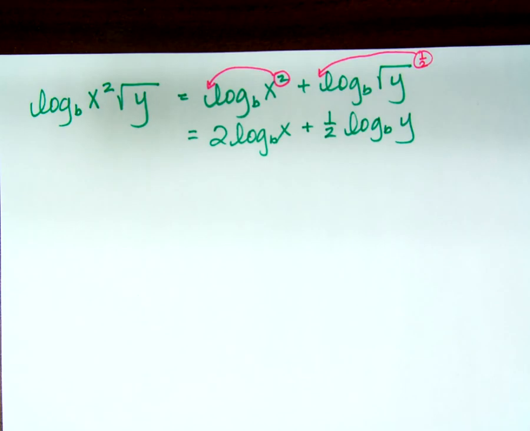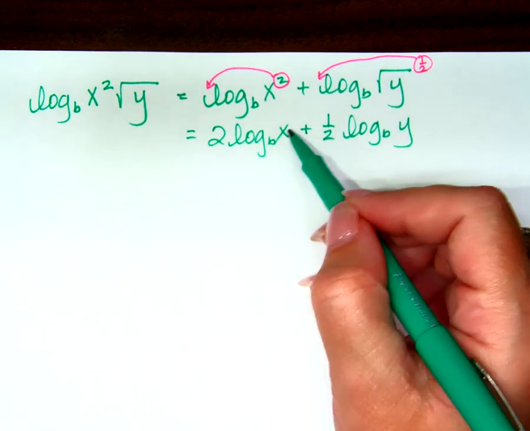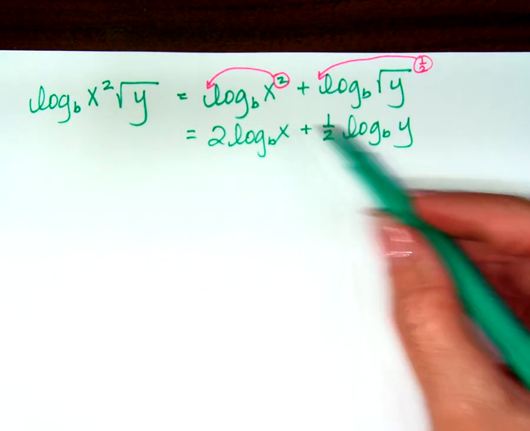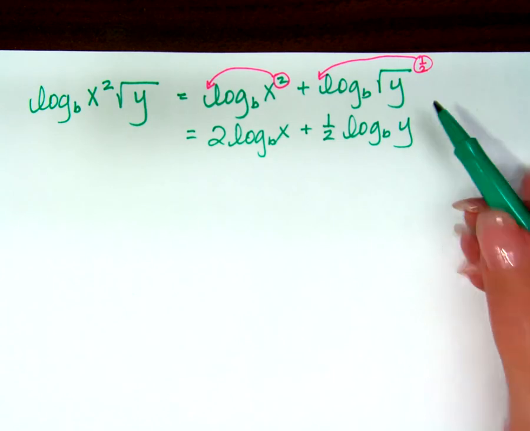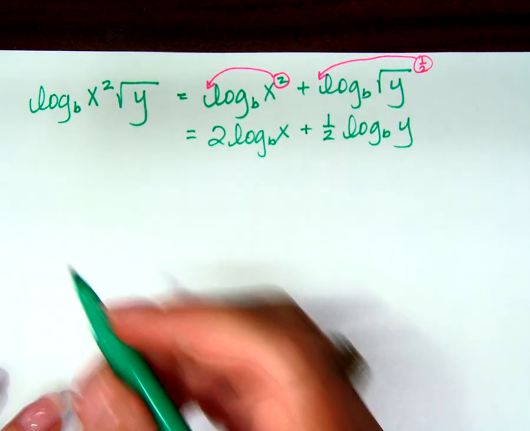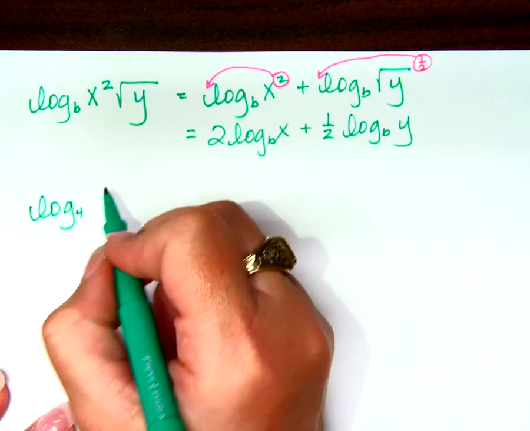Is that as simplified as I can get? Are you positive? You should be. It is. Okay. There's nothing else inside the log that I can pull out as a multiplier. There's only one term inside of each logarithm, so I can't expand it any further. Does that make sense? Okay. So let's try this one. It's going to be super fun.